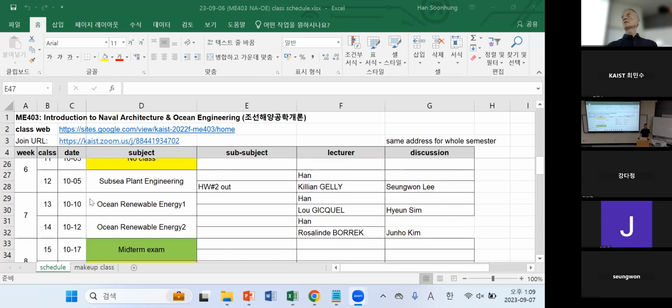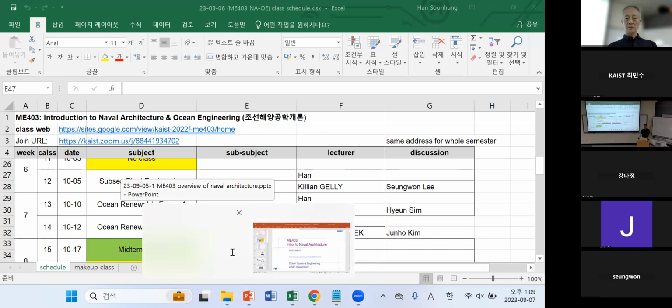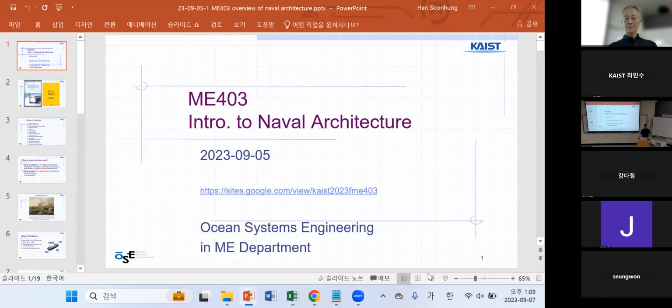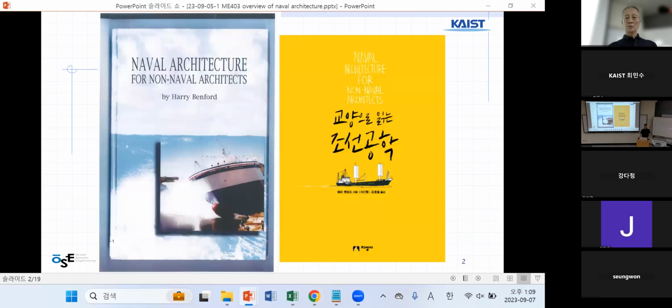All right, any questions on the schedule? No? And let's move on to introduction to naval architecture. So this is the textbook I'm trying to use.